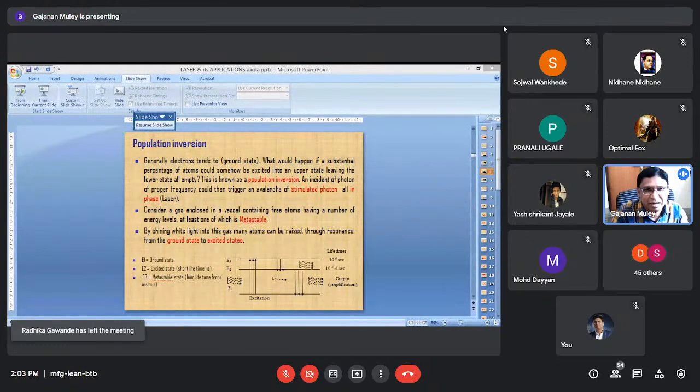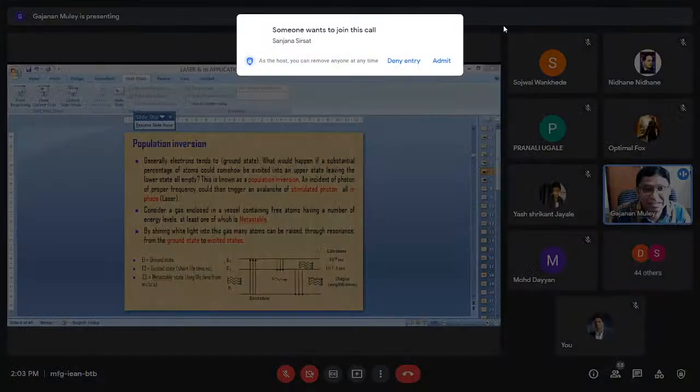Unless and until there is absorption and re-emission, the frequency will not change. So your frequency will remain unchanged in linear optics. But in nonlinear optics, the frequency may change, meaning at the output you may have the frequency 2 omega, 3 omega, 4 omega, and so on. So there is a change in frequency.